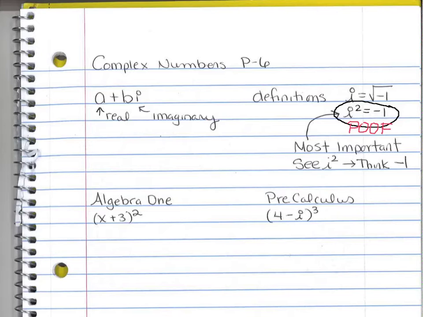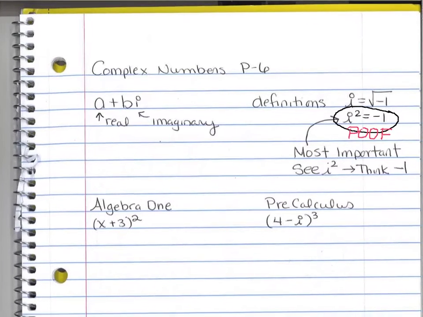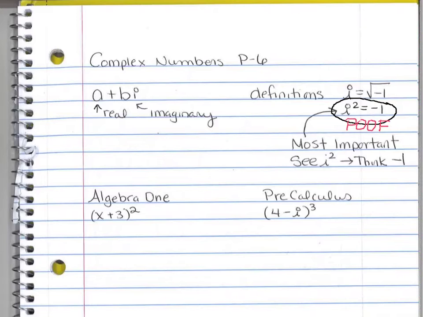When you were in your Algebra 1 class, you would do an algebra problem that was set up like this. You always write it out twice if it's squared. You can't just square them both. It doesn't work out to be the same thing. And you end up with x squared plus 3x plus 3x plus 9. You combine like terms, x squared plus 6x plus 9. That's FOIL.